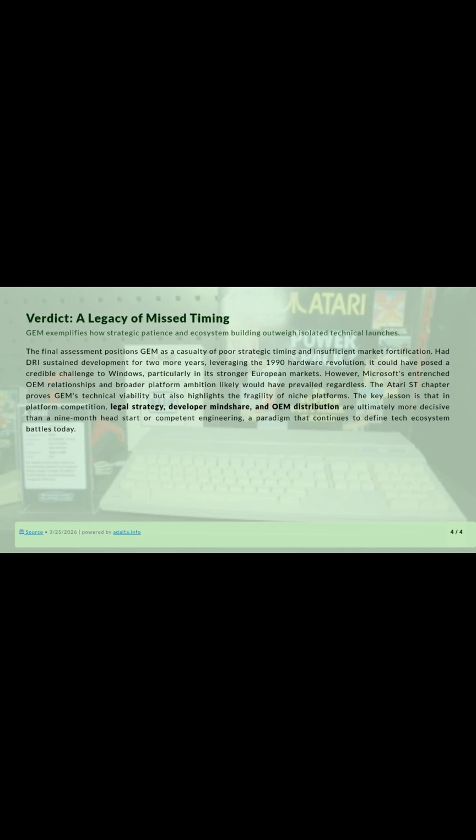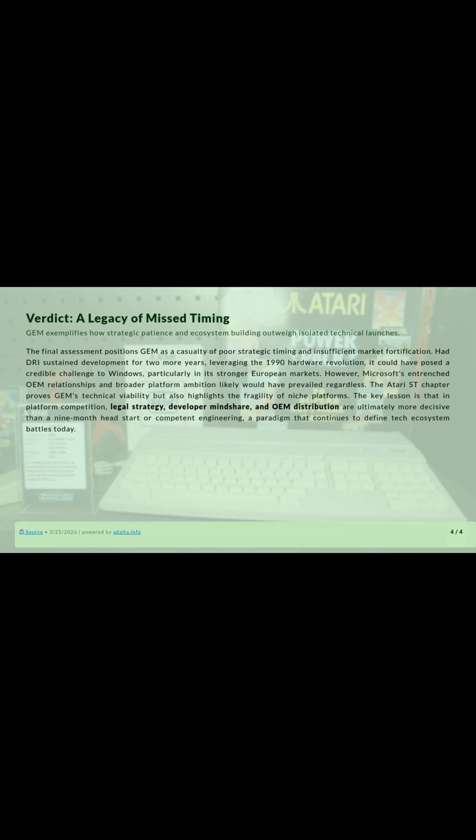Verdict: a legacy of missed timing. GEM exemplifies how strategic patience and ecosystem building outweigh isolated technical launches. The final assessment positions GEM as a casualty of poor strategic timing and insufficient market fortification.